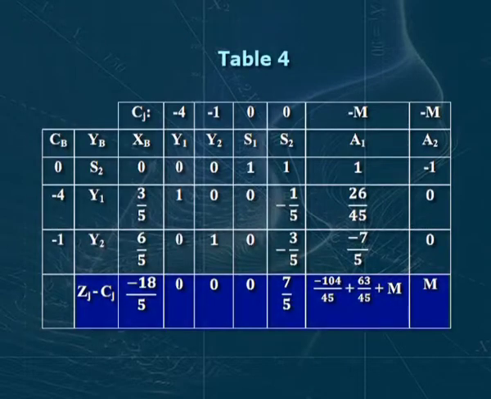Here all Zj minus Cj are greater than or equal to 0. So, we have reached the optimal solution and no artificial variable is present in the basis at a non-zero level. Therefore, the optimum feasible solution is x1 equal to 3 by 5, x2 equal to 6 by 5 and the minimum value of z is minus times minus 18 by 5, that means 18 by 5.